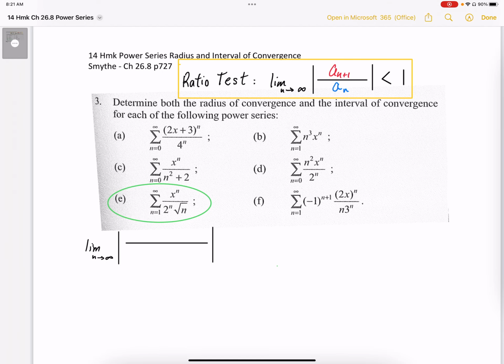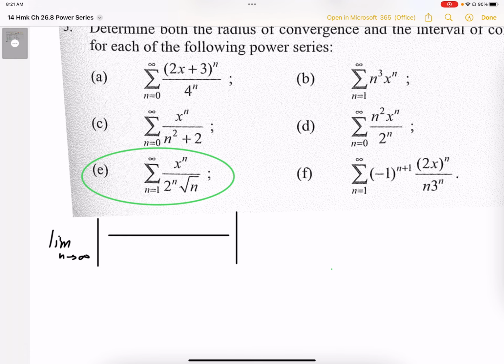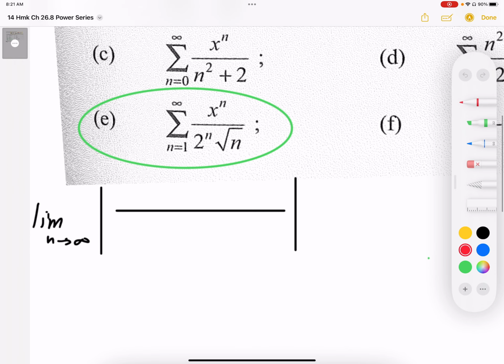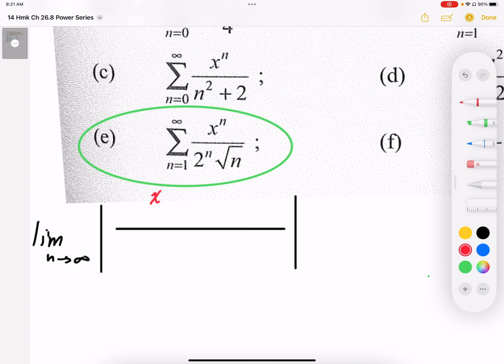Using the ratio test, we're going to test 3e. So in the numerator, we're going to put our n plus 1 terms. So we have x to the power n plus 1 over 2 to the power n plus 1, and then square root of n plus 1. Okay, in the denominator, we end up with x to the power n, 2 to the power n, square root n.